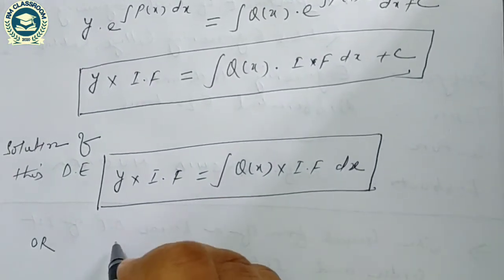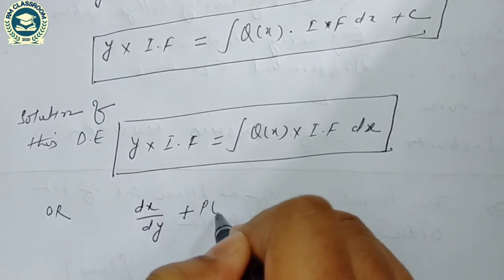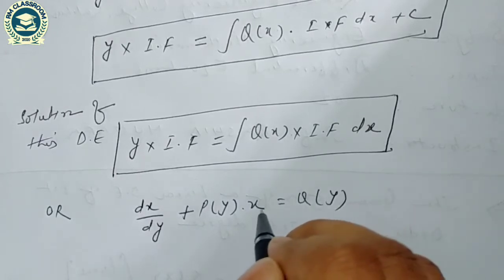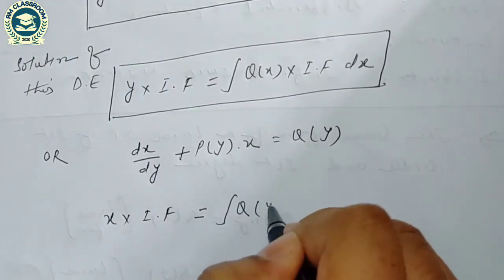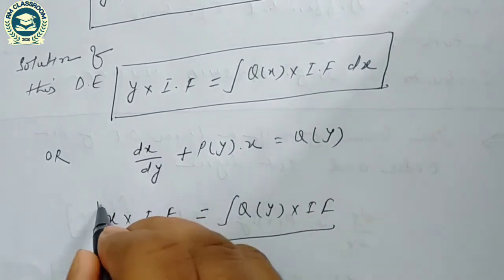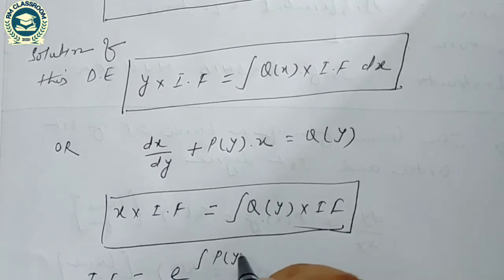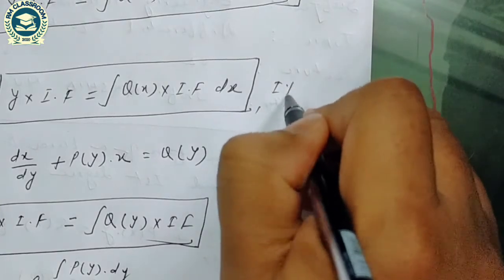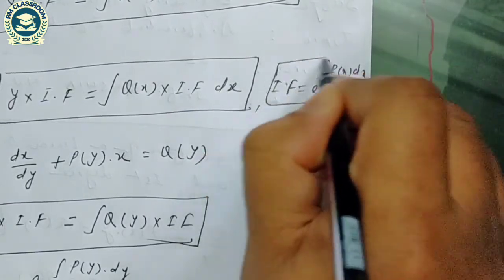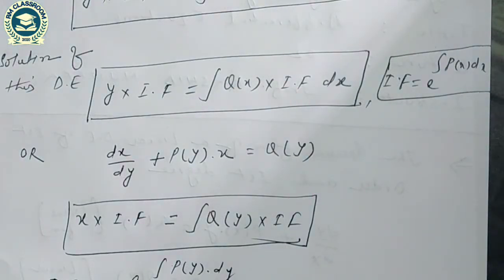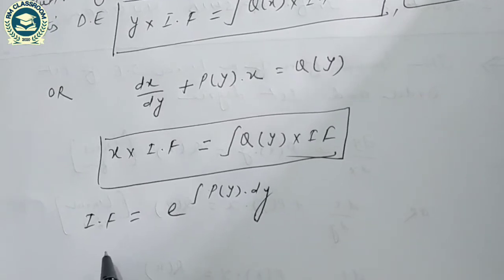Or if our differential equation is in the form dx by dy plus P(y) into x is equal to Q(y), meaning linear in x, the solution is x into integrating factor is equal to the integral of Q(y) into integrating factor dy, where the integrating factor is e to the power integral P(y) dy, and here the integrating factor is e to the power integral P(x) dx. Remember that according to whether our differential equation is linear in x or y, we have to apply the corresponding solution. I will take problems on this also.